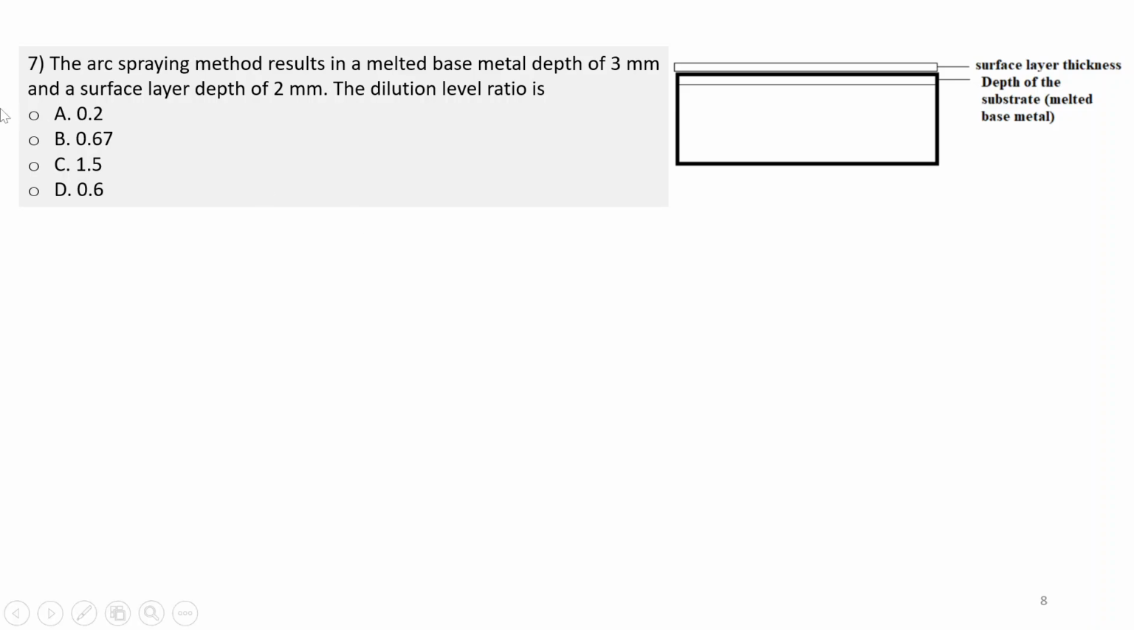Next, the arc spraying method results in a melted base metal depth of 3 mm and a surface layer depth of 2 mm. The dilution level ratio is? Your options are 0.2, 0.67, 1.5 and 0.6. And here you can see the depth of the substrate, the melted base metal, and then on top you have the surface layer. So you have to find the dilution level ratio.